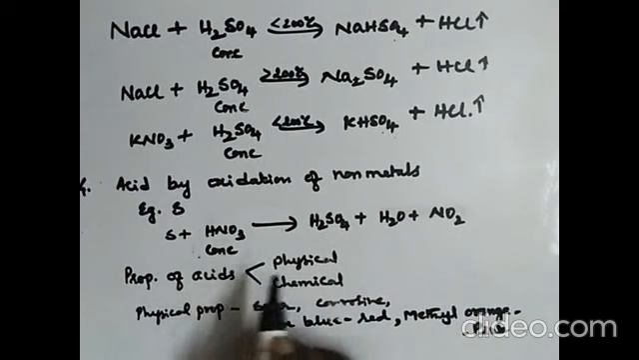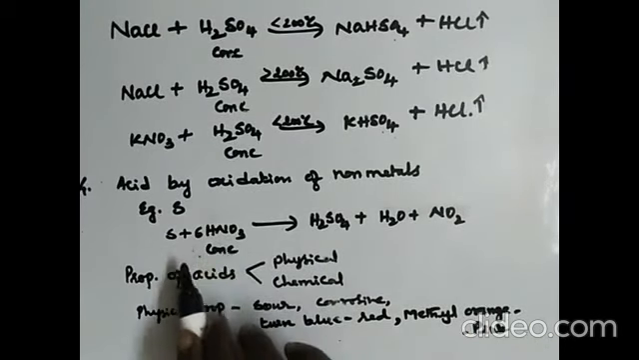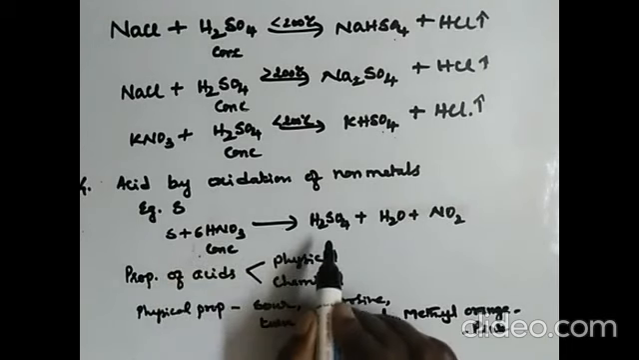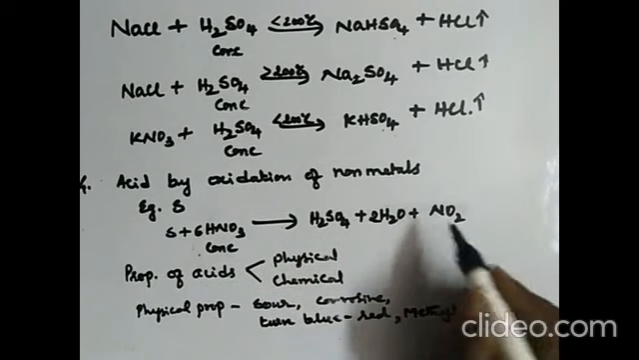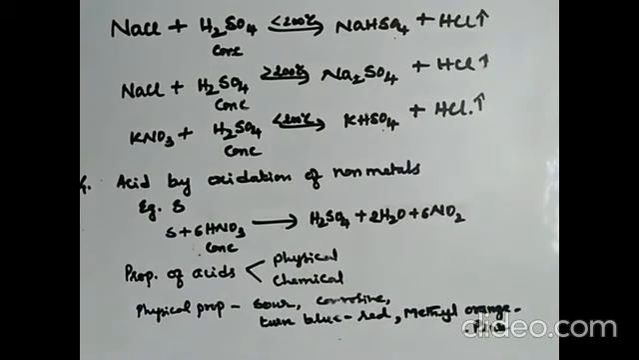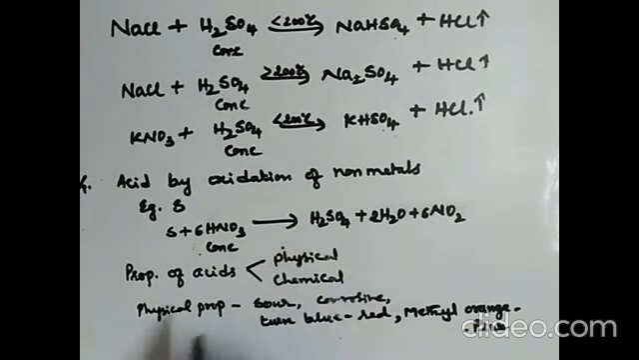The reaction has to be balanced. When you balance the equation, 6 molecules of nitric acid combine with 1 molecule of sulfur to form 1 molecule of sulfuric acid, 2 molecules of water and 6 molecules of nitrogen dioxide. So with this we complete the preparation of acids by various methods.